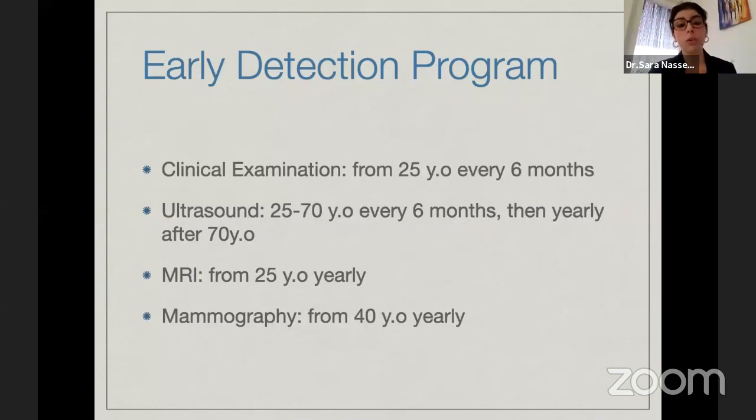She also has an ultrasound every 6 months of her breasts from the age of 25 until she's 70, and then she has it every year after that. She also has an MRI of the breasts every year from the age of 25, and a mammogram every year from the age of 40. So all these modalities together are used in order to pick up any early changes in the breast tissue in a woman who has a genetic mutation and hence has a higher risk of developing breast cancer.